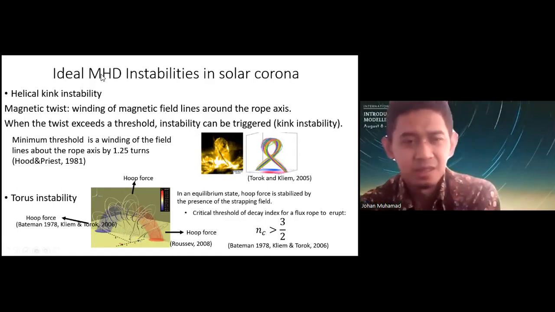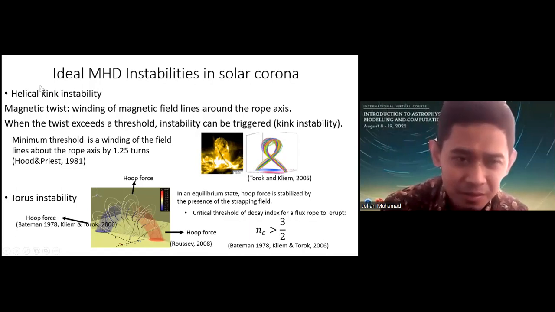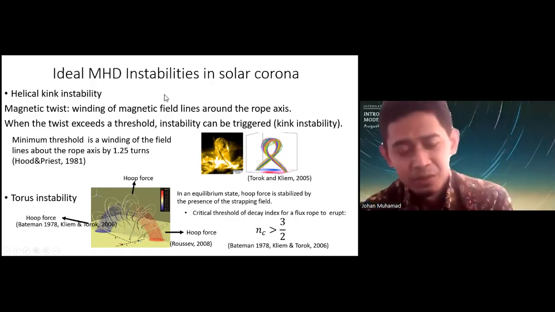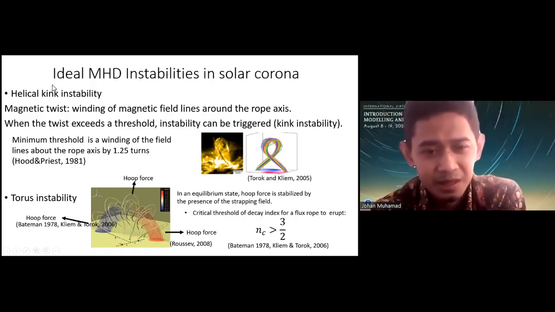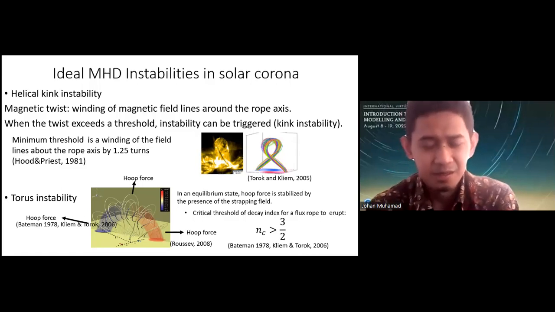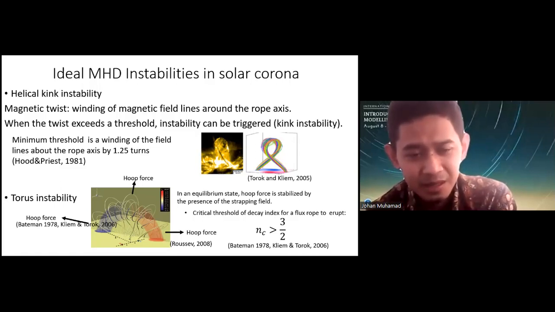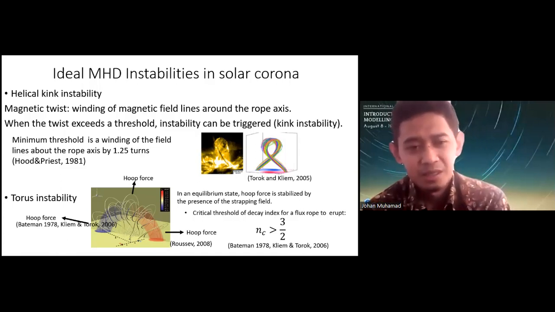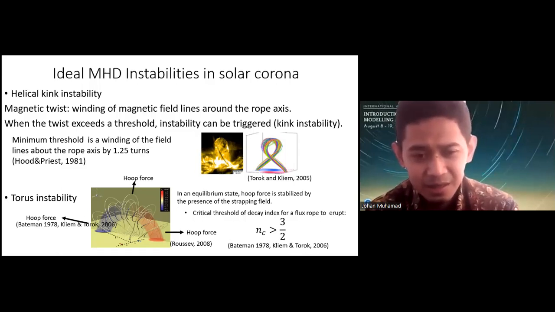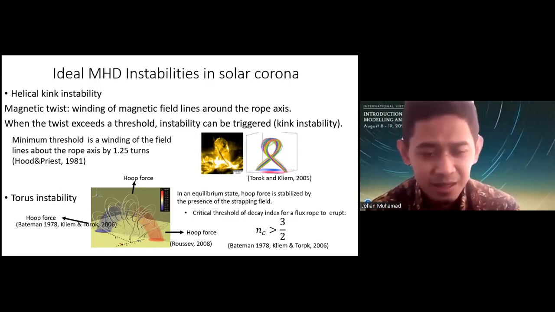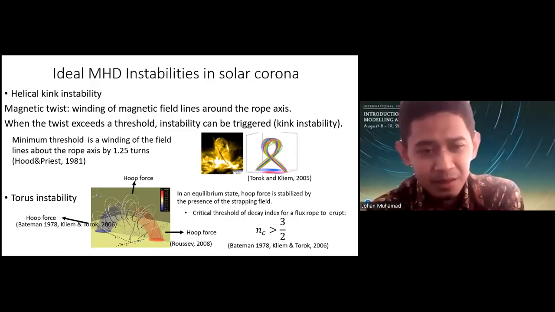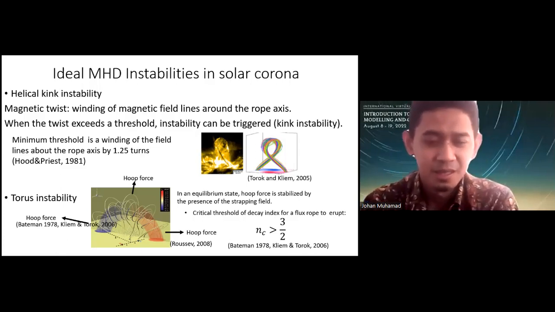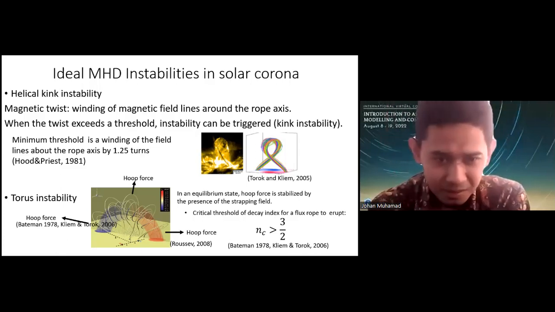This kind of ideal MHD instability is very important for plasma physics, especially for people working with fusion, because they try to confine plasma at very high temperature for a very long time so that the fusion reaction can be realized. So ideal MHD instabilities are very important for that kind of study, and also in solar physics.